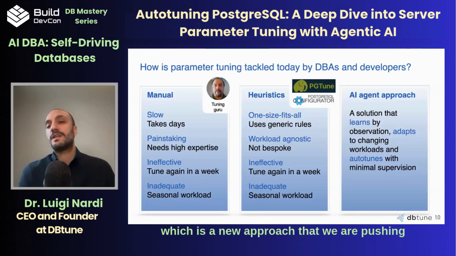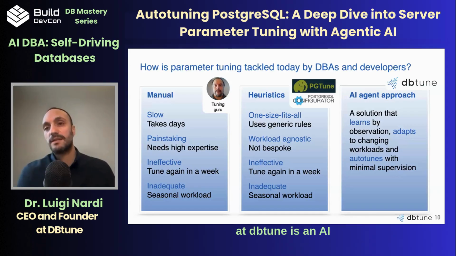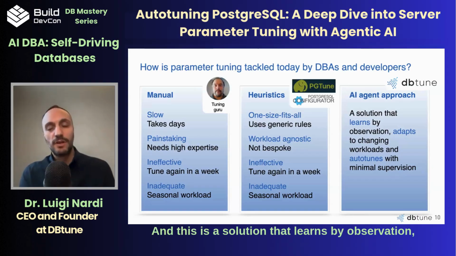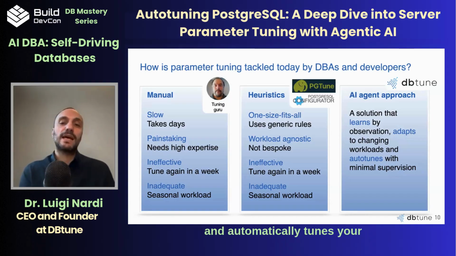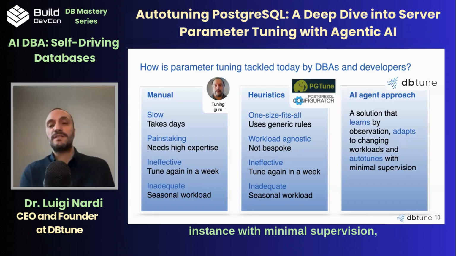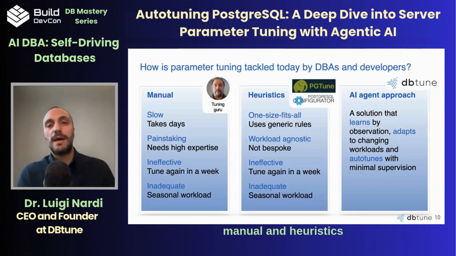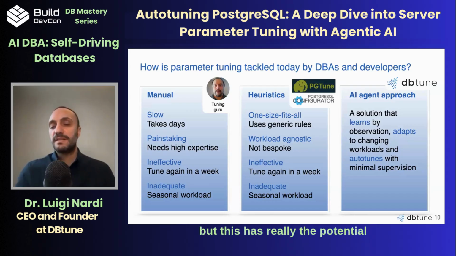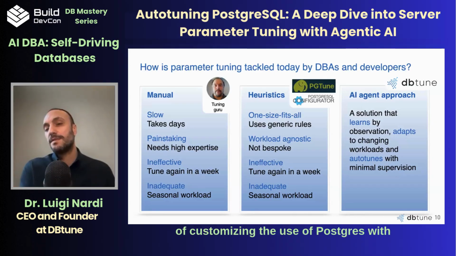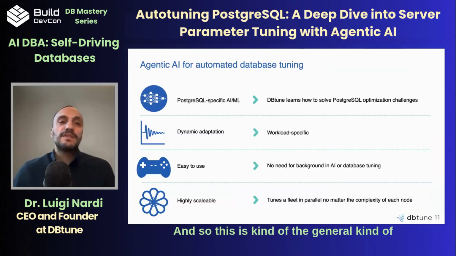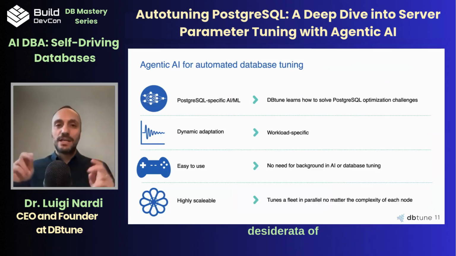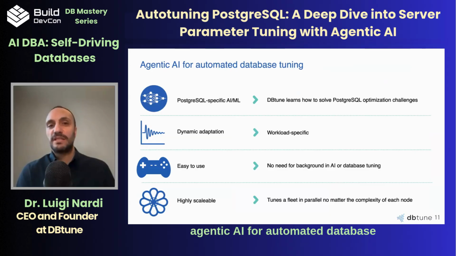And so the third approach, which is a new approach that we are pushing at DBtune, is an AI agentic approach. And this is a solution that learns by observation, adapts to changing workloads, and automatically tunes your instance with minimal supervision. Okay, so there are a number of ingredients here that are very different from the manual and heuristics approach. But this has really the potential of customizing the use of Postgres with respect to your own use case.